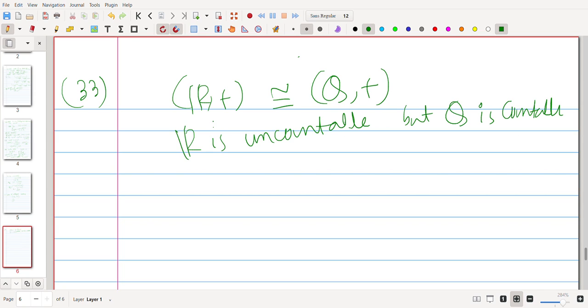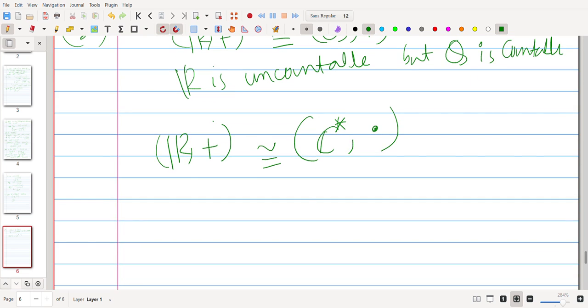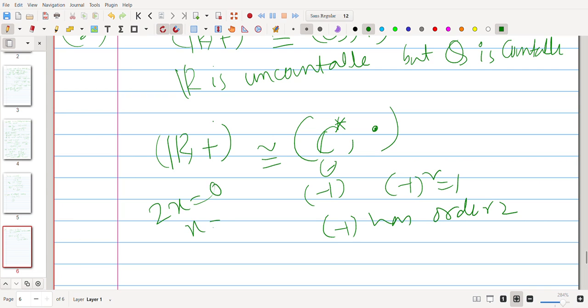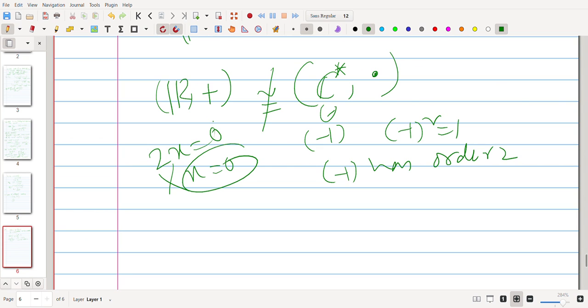Okay. The next option is that the additive group of real numbers is isomorphic to the multiplicative group of non-zero complex numbers. Sorry, the multiplicative group of non-zero real numbers. You can take -1 here. So (-1) squared equals 1. That means -1 has order 2. But there doesn't exist any element of order 2 in the additive group, because if that were true, then 2x equals 0. That means x equals 0, which is not possible. That means they are not isomorphic.